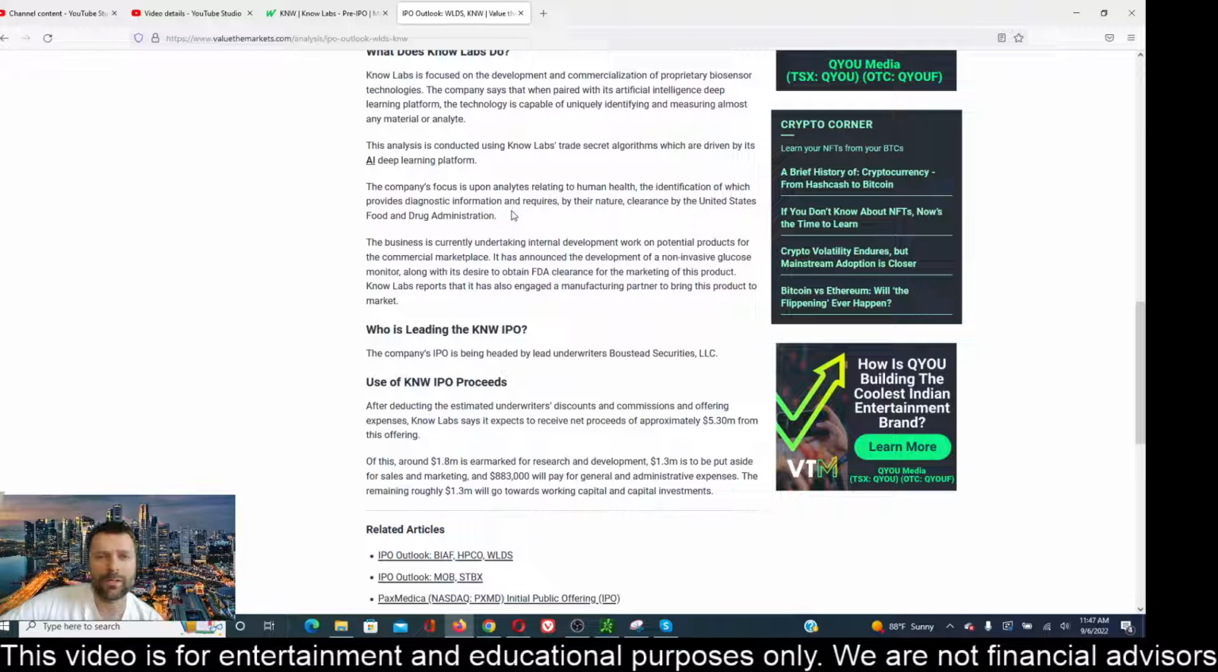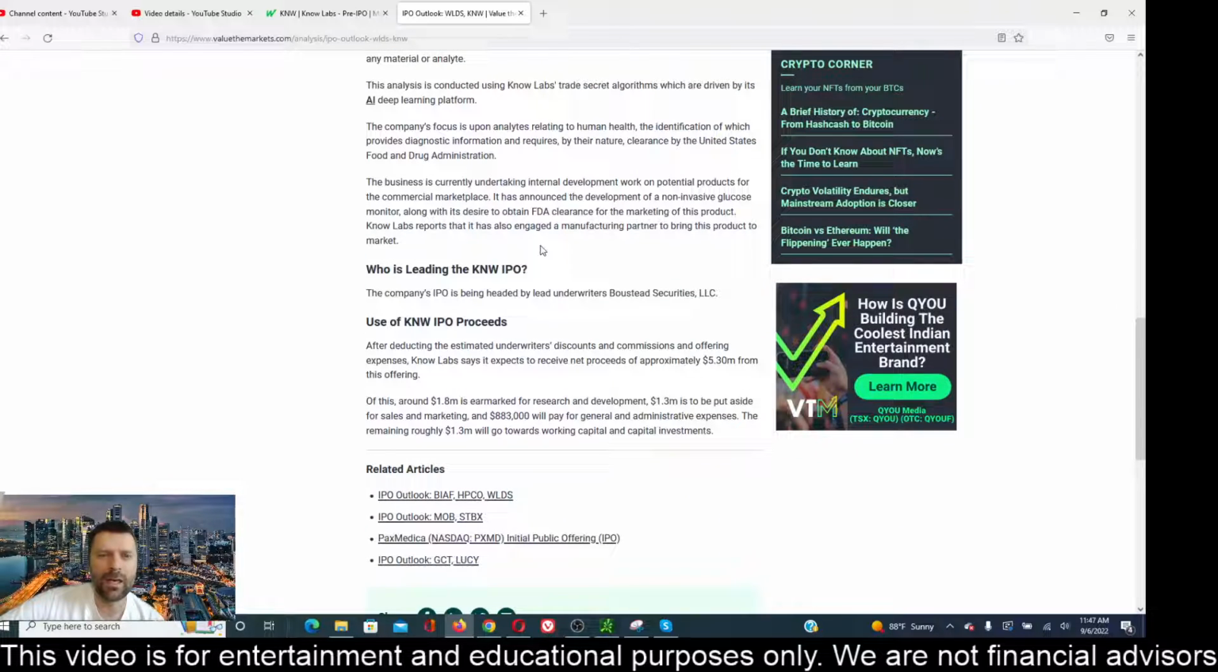The company's focus is upon analytes relating to human health, the identification of which provides diagnostic information and requires, by their nature, clearance by the United States Food and Drug Administration. The business is currently undertaking internal development work on potential products for the commercial marketplace. It has announced the development of a non-invasive glucose monitor, along with its desire to obtain FDA clearance for the marketing of this product. No Labs reports that it has also engaged a manufacturing partner to bring this product to market.